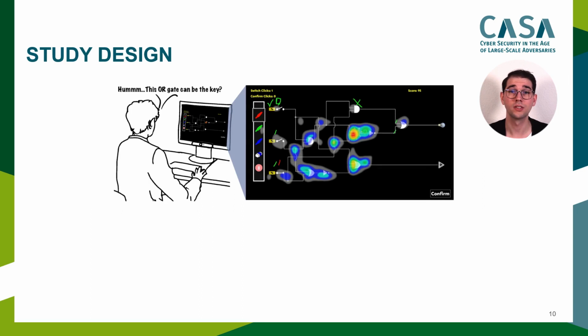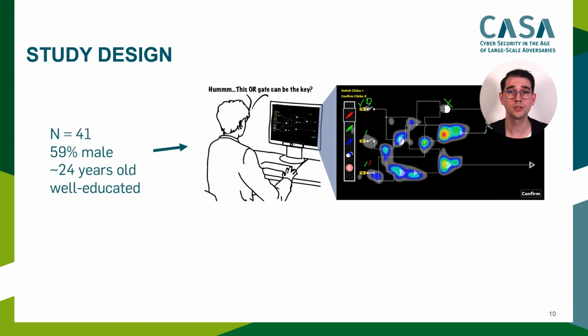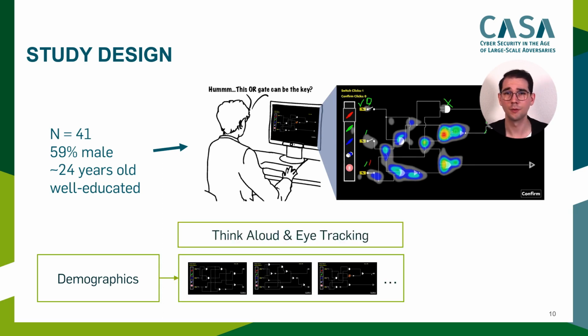To answer our research questions, we implemented an experimental design. Our data analysis here is based on 41 participants, 59% of whom were male, and our sample was on average 24 years old and well educated. First, participants answered a questionnaire on their prior knowledge related to reverse engineering, as well as on their educational and professional background. Then participants completed a tutorial for a simulation and subsequently worked on several tasks, such as the one I showed earlier. Throughout this time, we used Think Aloud and eye tracking to capture their behavior. Finally, participants also answered a post-survey on their experiences and any problems they might have encountered during the task.